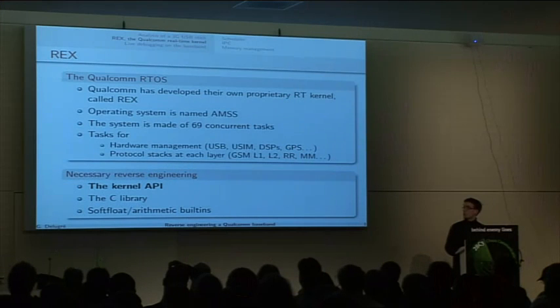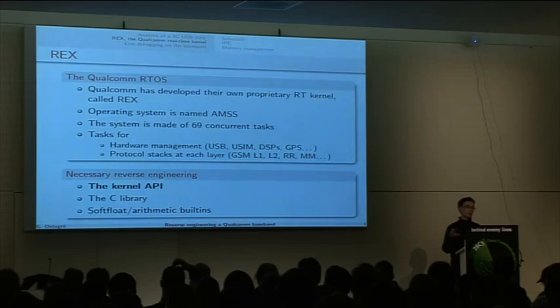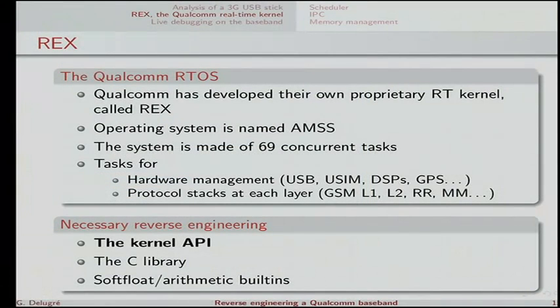I'll talk about what I've seen from this operating system, and especially the kernel, from this memory dump. So, Qualcomm has developed its own proprietary real-time kernel, which is called REX, standing for real-time executive. The whole operating system, which means the kernel plus the network stacks and any process, is named AMSS. And you can see directly that the system is made of approximately 70 tasks running concurrently in the baseband. Each task has a different purpose.